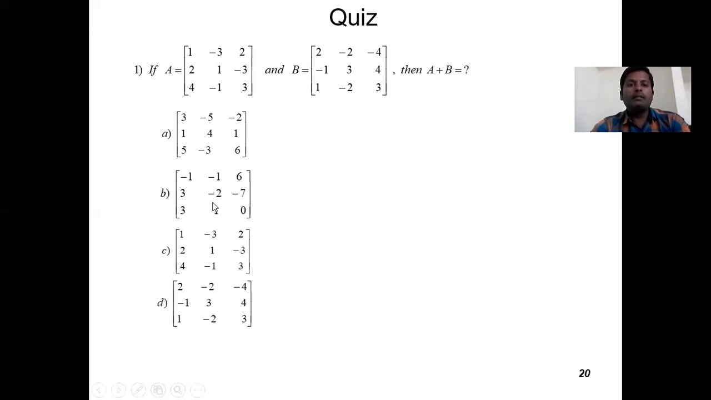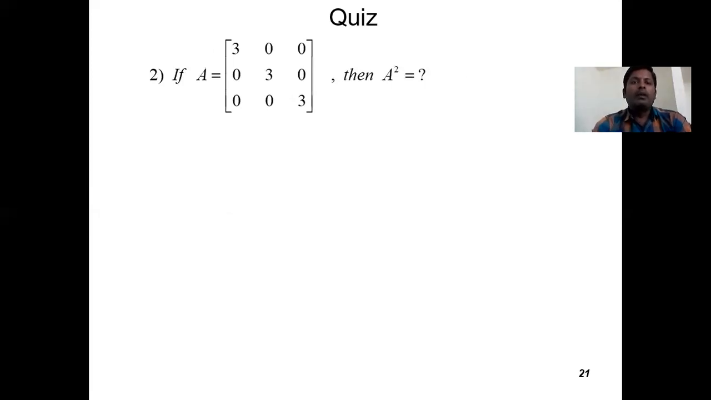1 plus 2 is equal to what? What is the result? The A option is the right answer. Okay, 1 plus 2 is equal to 3, minus 3 minus 2 equal to minus 5, 2 minus 4 equal to minus 2, 2 minus 1 equal to 1, 1 plus 3 equal to 4, minus 3 plus 4 equal to 1, 4 plus 1 is 5, minus 1 minus 2 is minus 3, 3 plus 3 equal to 6.